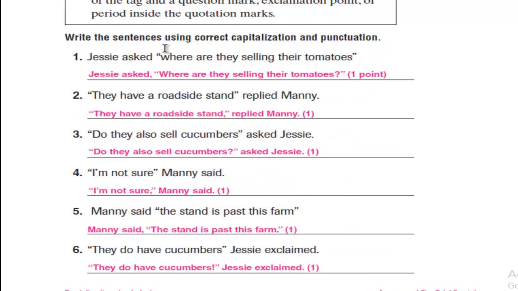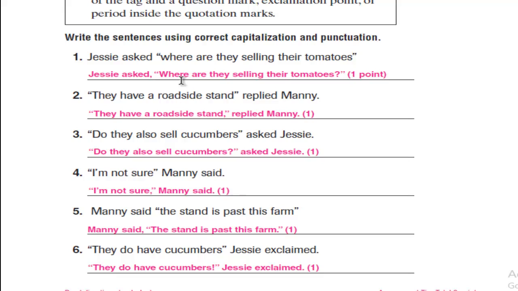Let's have one more exercise. Write the sentences using correct capitalization and punctuation. Number 1, Jessie asked, where are they selling their tomatoes? So you have to separate the tag from the quotation by a comma. So just add a comma. Then look at the words between the quotation marks. You have to look at the first word. It must be capitalized. So "Where" must be capitalized.